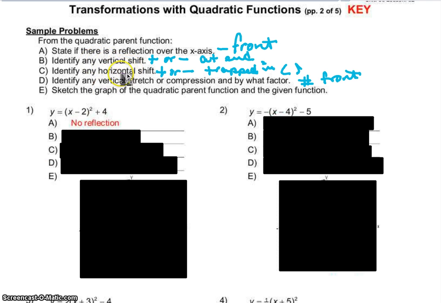Is there a vertical shift? Did it have plus or minus a number at the end? Yes, it had a plus 4, so it went up 4. All you have to write is up 4.